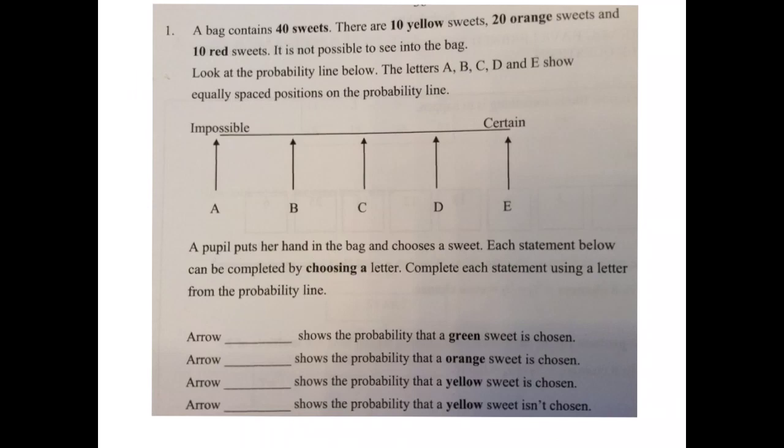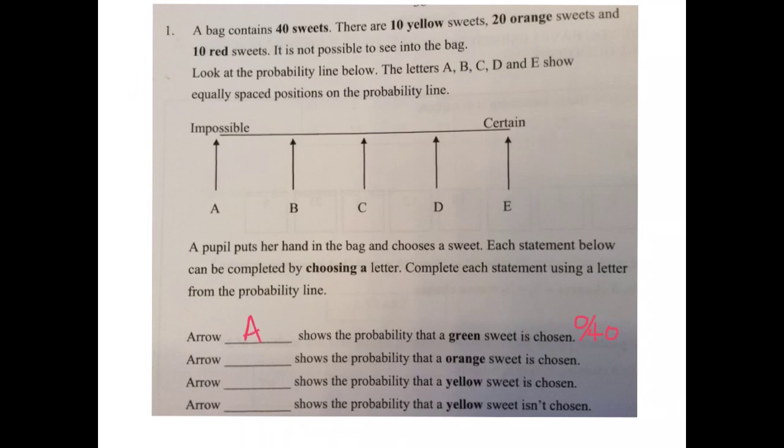Okay, the first statement. Arrow something shows the probability that a green sweet is chosen. Okay, well, there are no green sweets. There's yellow, orange and red. So that has a 0 chance in 40 of happening, meaning it is impossible. So that must be arrow A.